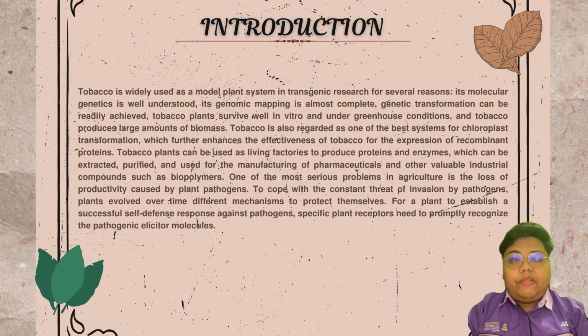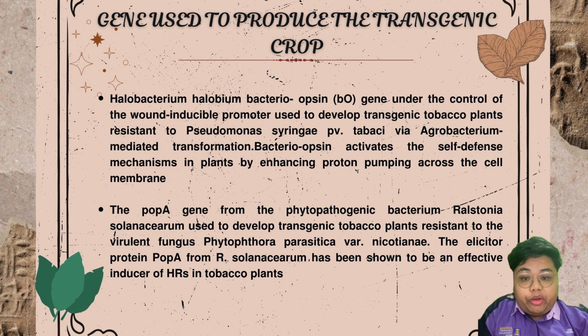Tobacco plants can be used as living factories to produce proteins and enzymes, which can be extracted, purified, and used for the manufacturing of pharmaceuticals and other valuable industrial compounds such as biopolymers. One of the most serious problems in agriculture is the loss of productivity caused by plant pathogens. To cope with the constant rate of invasion by pathogens, plants evolve over time different mechanisms to protect themselves. For a plant to establish a successful self-defense response against a pathogen, specific plant receptors need to promptly recognize the pathogenic elicitor molecule. So I will next continue to the genes used to produce the transgenic crop.